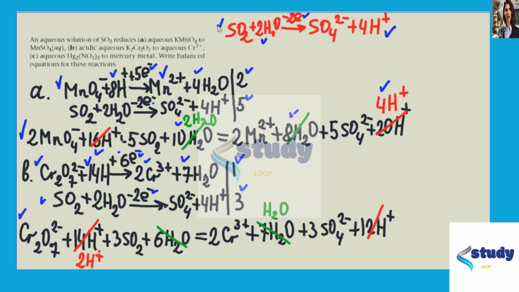Now we have 14 hydrogens on the left and 12 hydrogens on the right. By subtracting 12 hydrogens from each side, we will end up with remaining 2 hydrogens, 2 protons on the left. By subtracting 6 waters from each side, we will end up with 1 water on the right side. The equation is balanced.